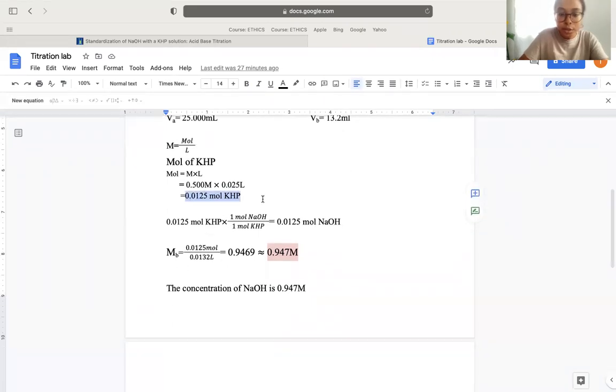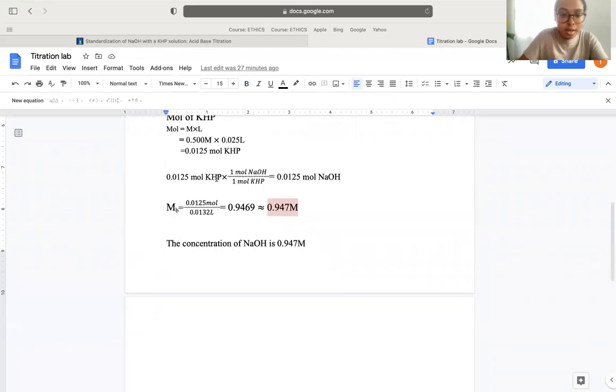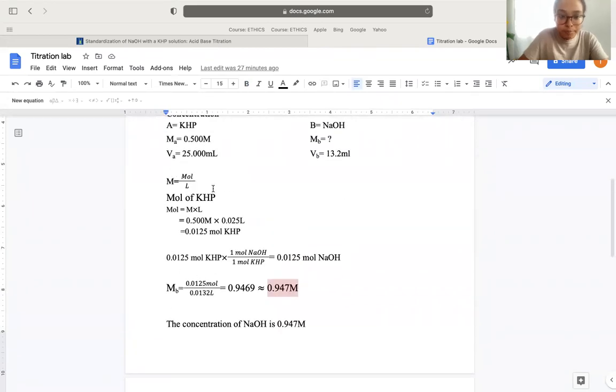Then I have to convert moles of KHP into moles of sodium hydroxide. So I use the 1-to-1 ratio, sodium hydroxide on top. The moles of KHP will cancel out, and then I get 0.0125 moles of sodium hydroxide. Now to find the concentration, I know moles divided by liters is the concentration.